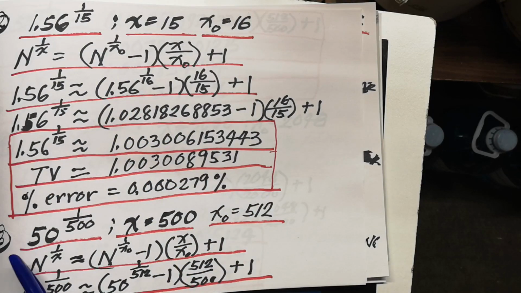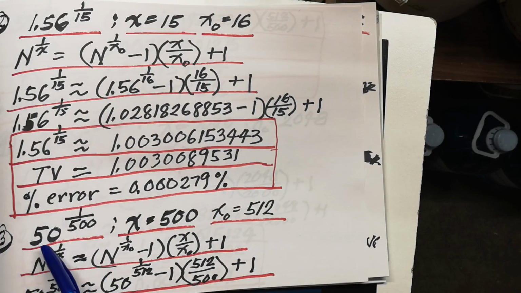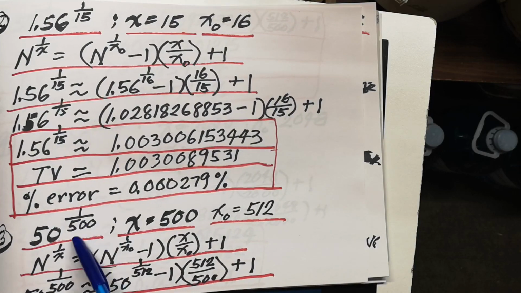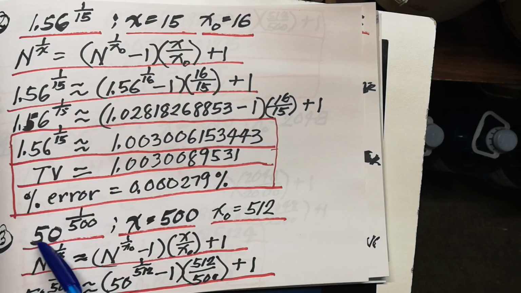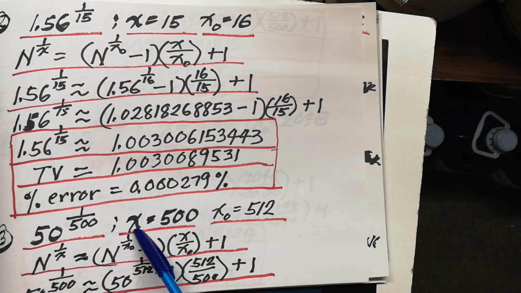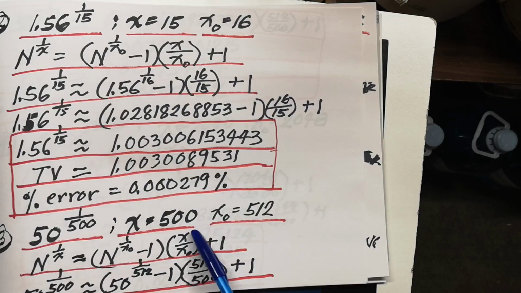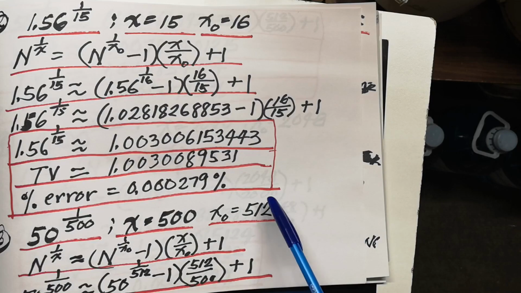And those are small bases, right? Here is a bigger base. The third number is 50 raised to the 1 over 500. That's the 500th root of 50. So here the base is a regular number, but the root is very large. Similarly, x now equals 500 and x sub 0 is 512, because we can get the 1 over 512 root from a simple calculator.